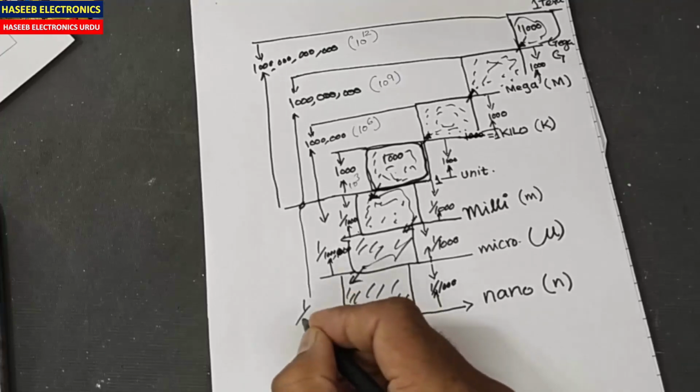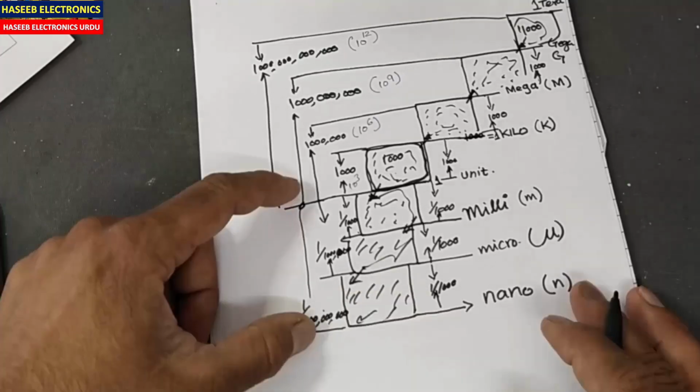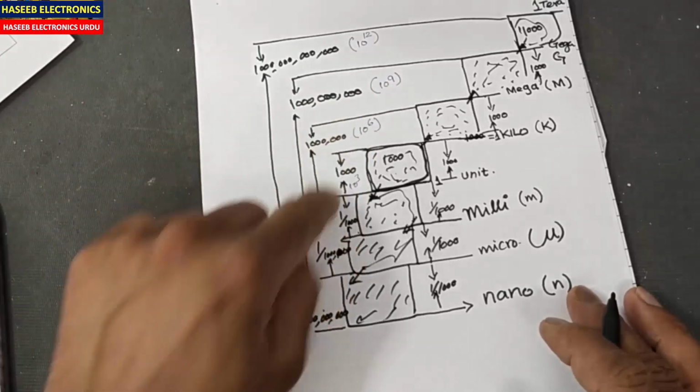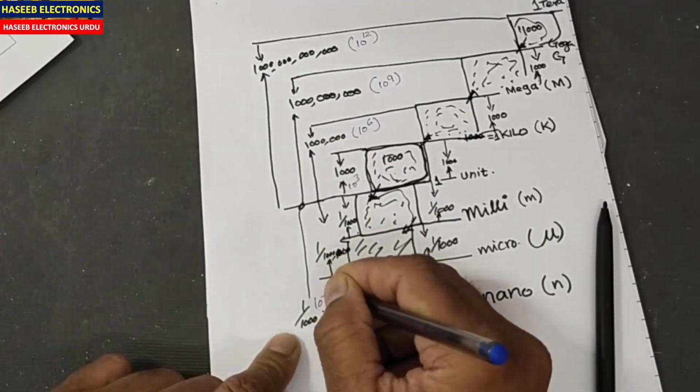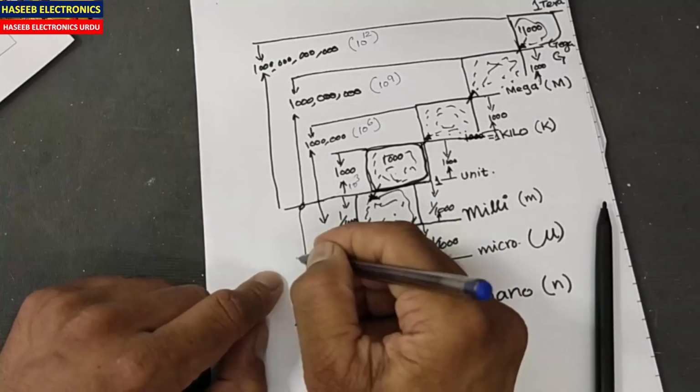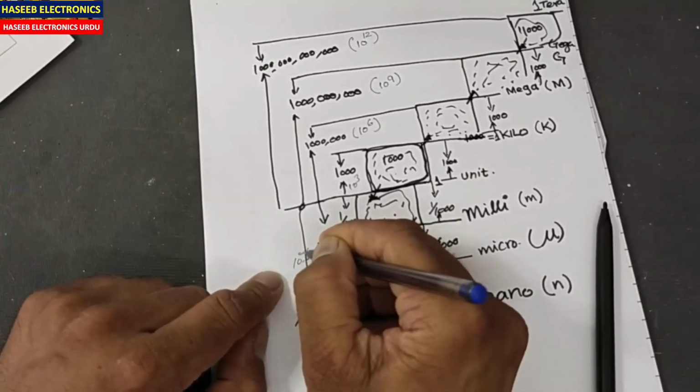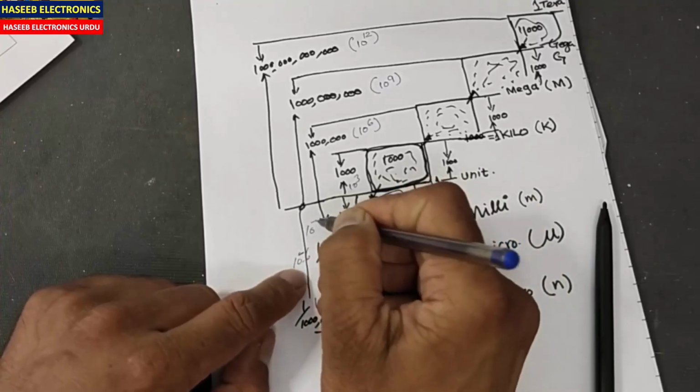So its power level here is 1 over 1 billion. 10 raised to power minus 9. The micro is 10 raised to power minus 6. 10 raised to power minus 3 is milli.